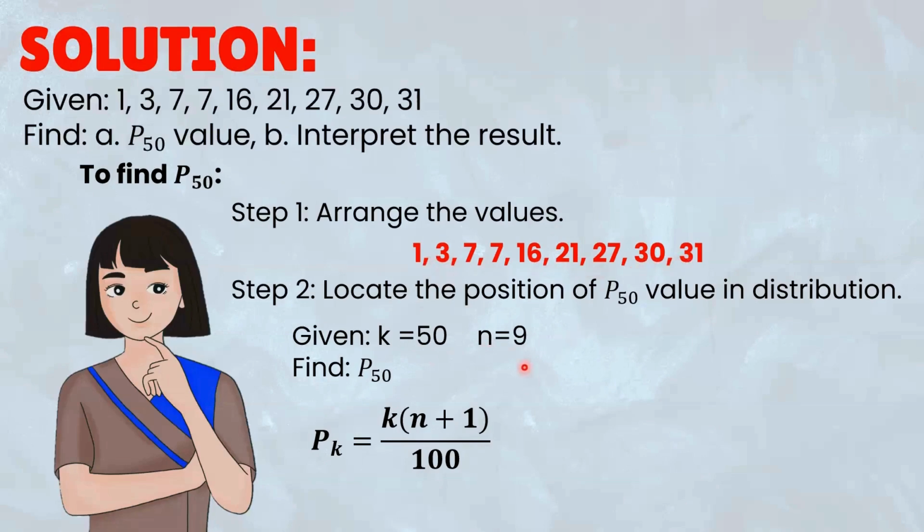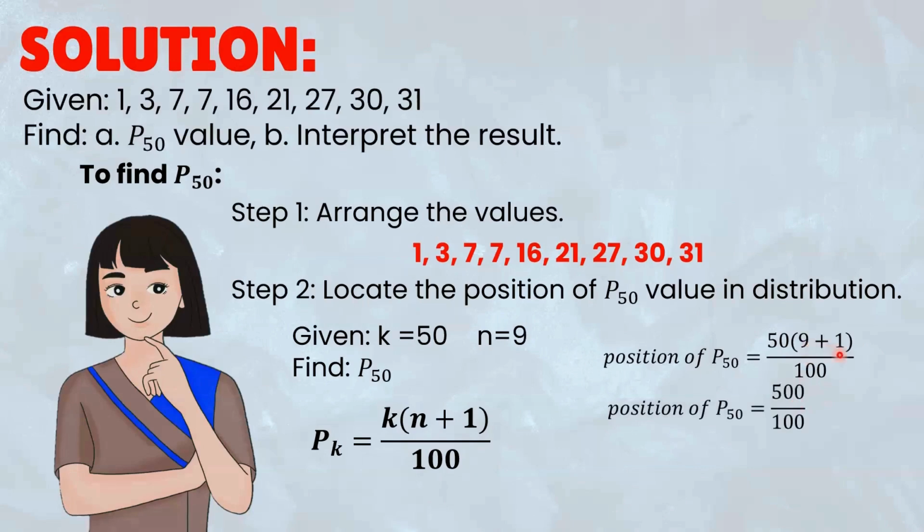So we now substitute the given to our formula. For the position of the 50th percentile, we replace k by 50, so we have 50 times the quantity, we replace n by 9, so we have 9 plus 1 over 100. We perform the operation. 9 plus 1 is 10, times 50 gives us 500 divided by 100, which is 5.